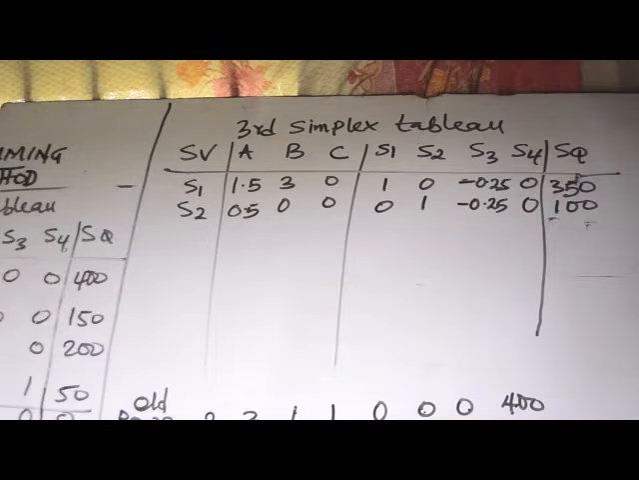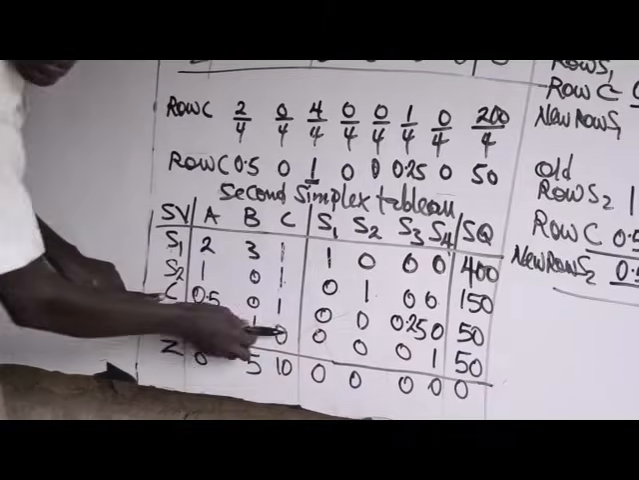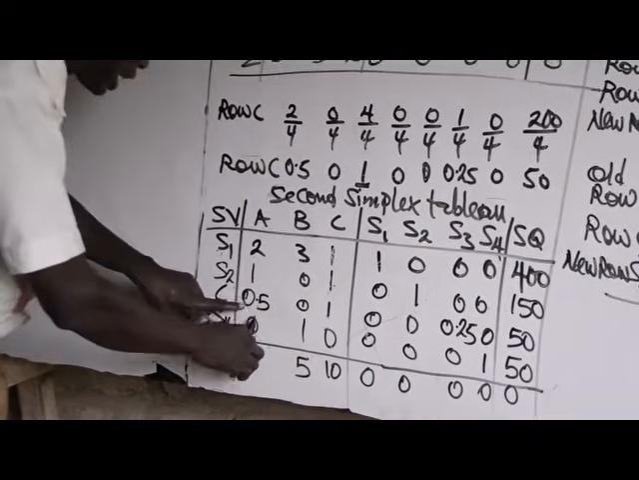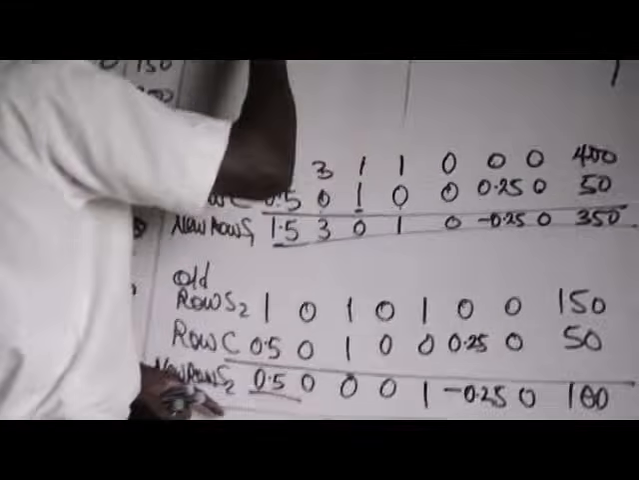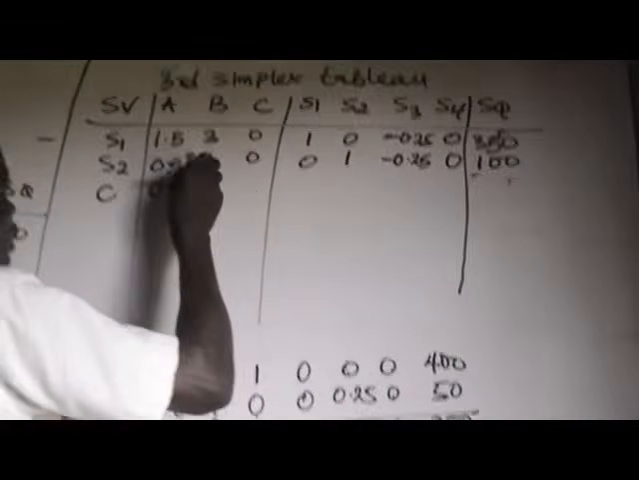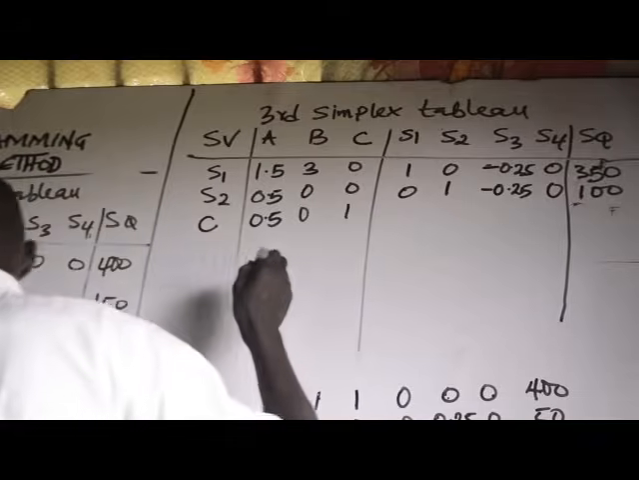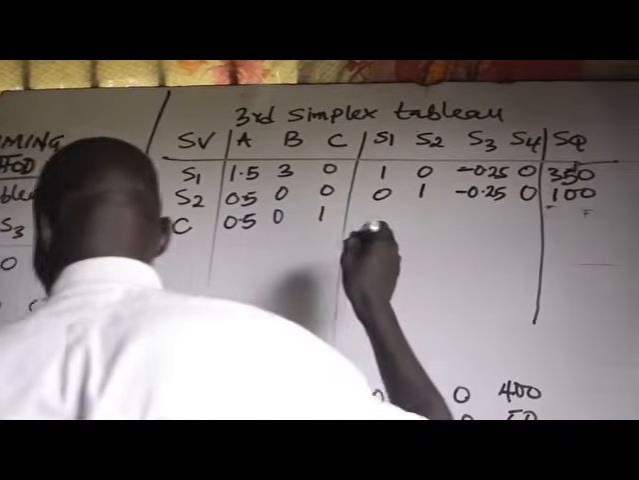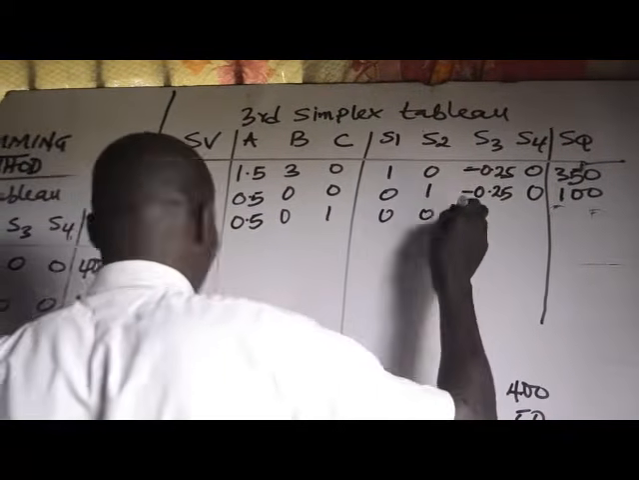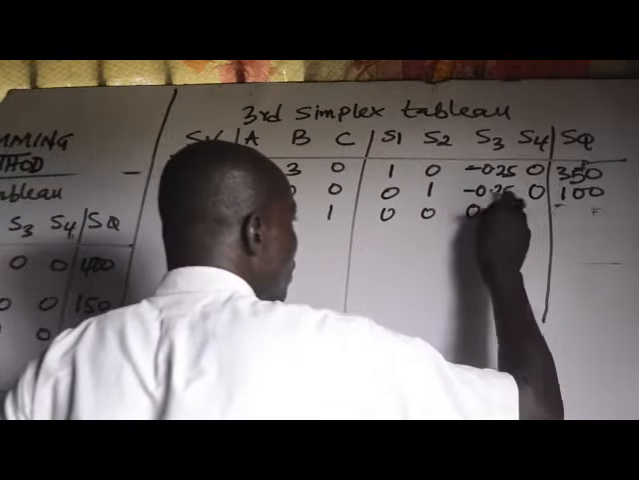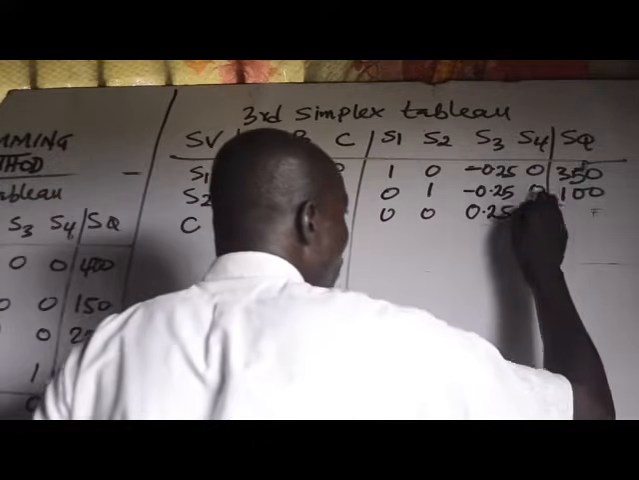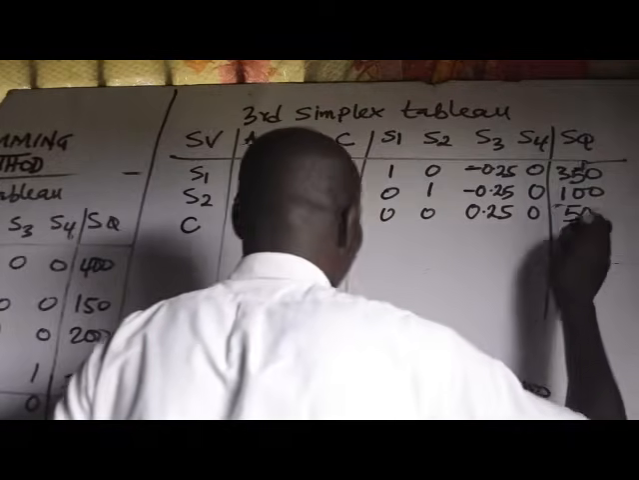Then the next thing after S2 is row C, which is the pivot row. So the value will still retain its identity, 0.5, 0, 1. Row C now, which is 0.5, 0, 1. Then we also have 0, 0, then we also have 0.25. Then we have 0 and 50.